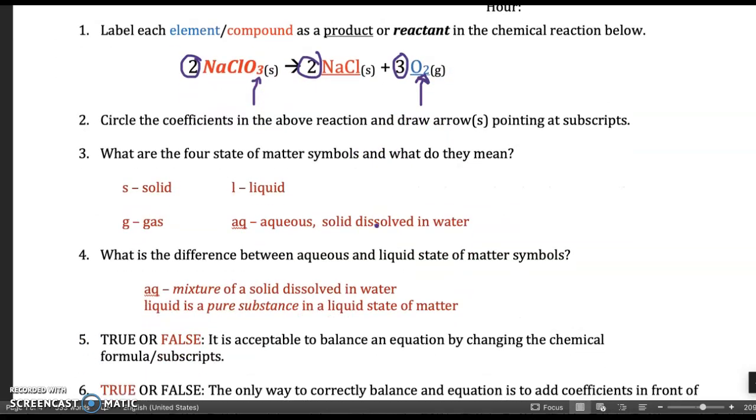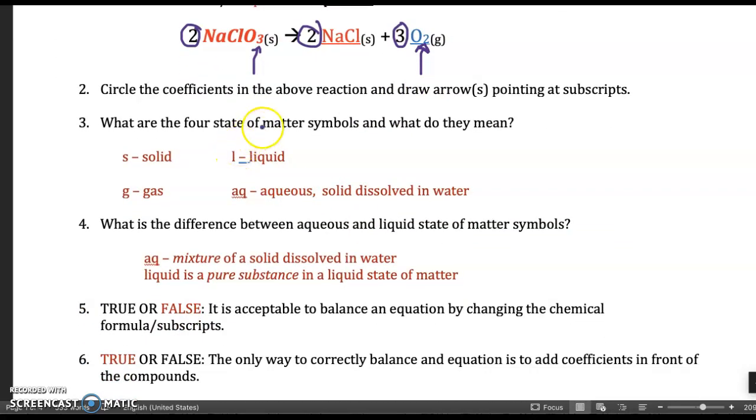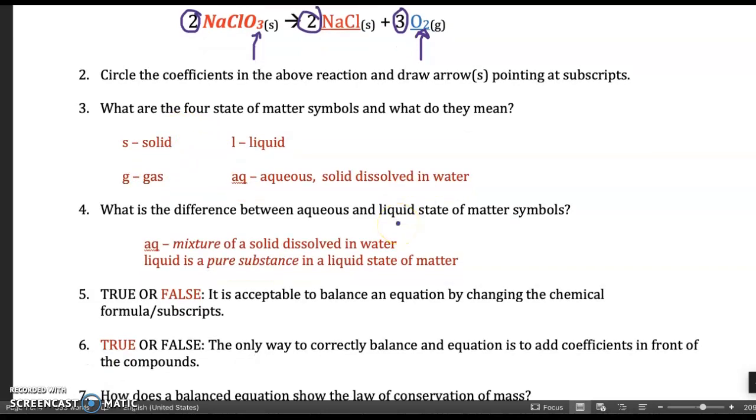So that takes us into number 3. What are the 4 state of matter symbols and what do they mean? S is solid, L is liquid, G is gas. Those are all pure substances. Aqueous is actually a mixture. It's a solid dissolved in water. So we call those solutions, and that's actually what we'll look at next unit.